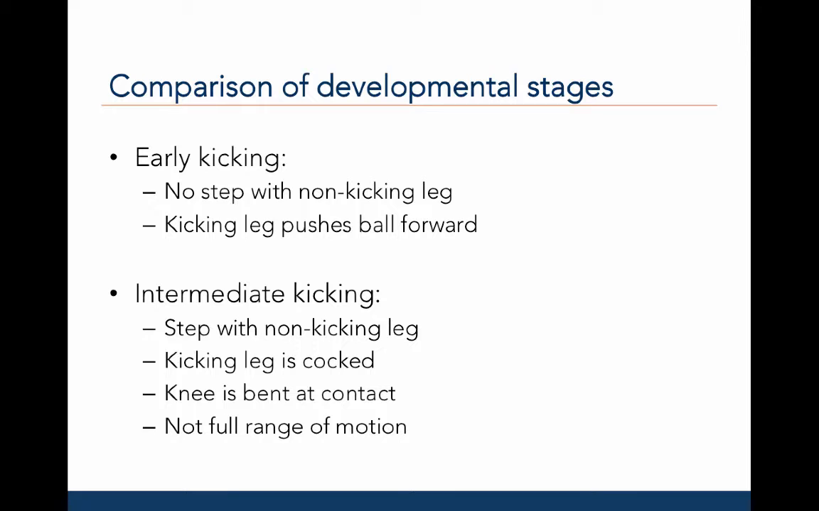Let's sum up what we just observed. The early kicker is characterized by no step with a non-kicking leg, and the kicking leg pushes the ball forward with no wind-up. In contrast, the intermediate kicker is characterized with a small step with a non-kicking leg. There is a wind-up or backswing phase in which the kicking leg is cocked. At contact, the knee is bent, and there is not a full range of motion in the hip or knees.